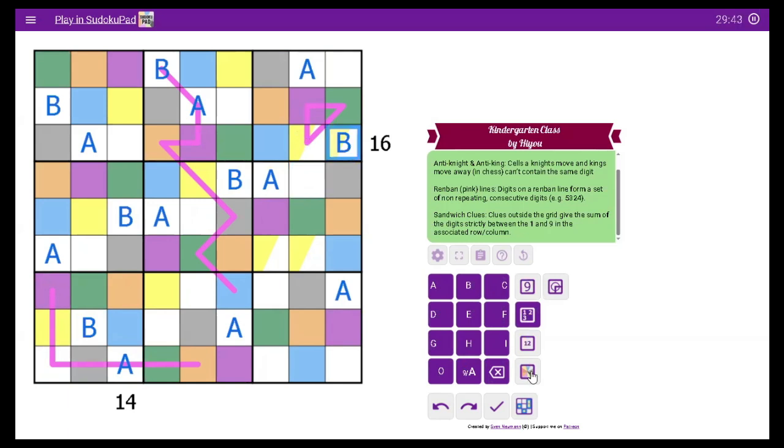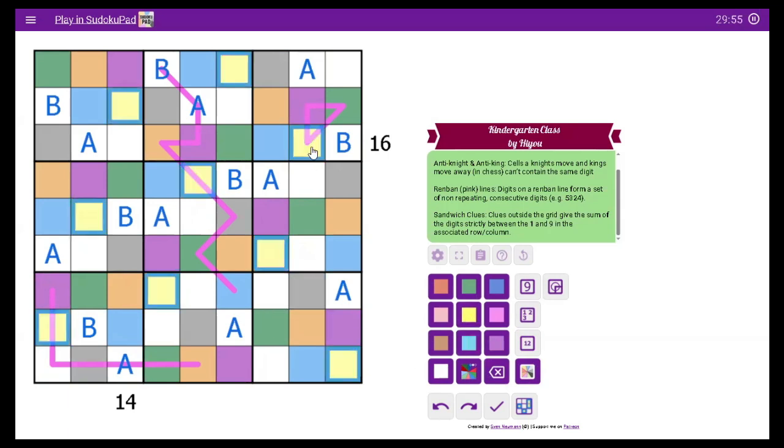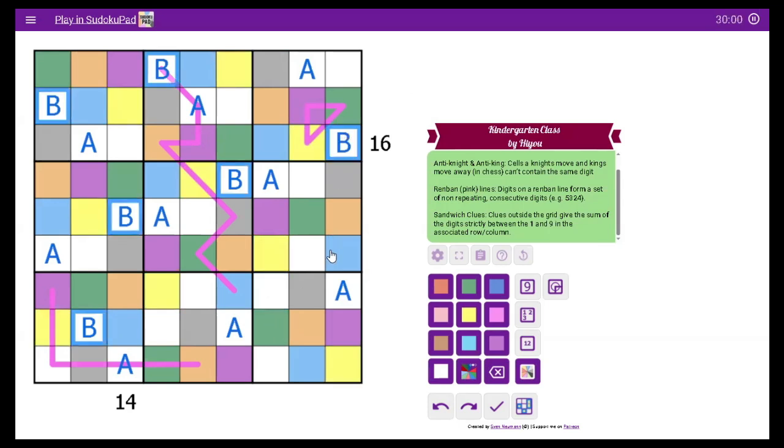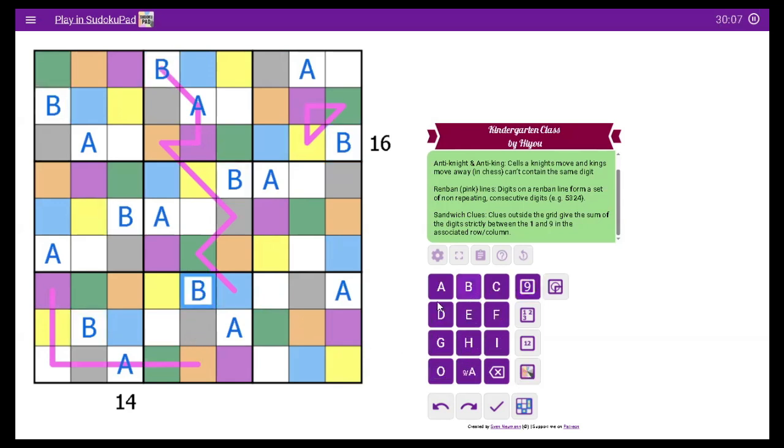So B is not yellow, so I will take away the yellow, make this yellow, which makes that yellow, which makes the corner cell yellow. So yellows appear to be done. Yes, they are. Let's continue with B's. So B is definitely there. B is definitely here. B is there. B's are done.